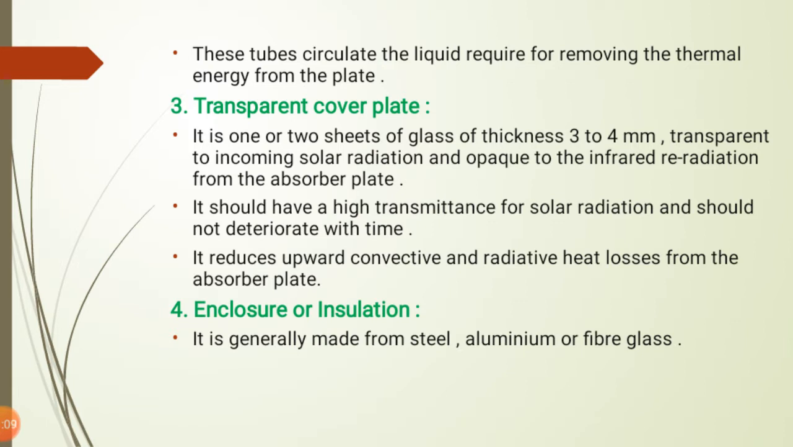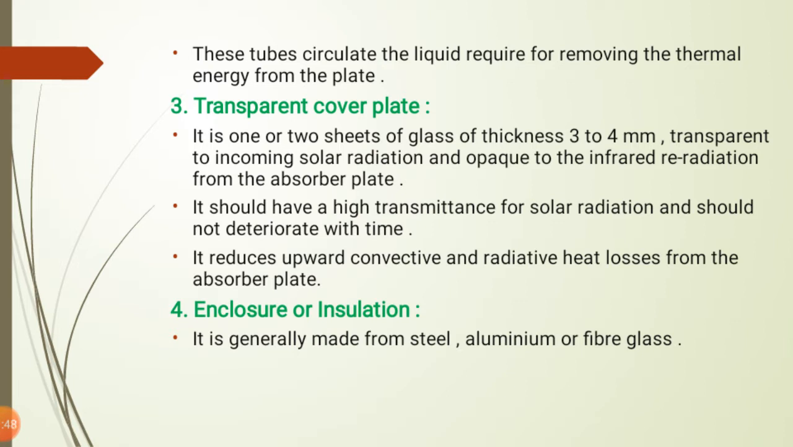Opaque means they do not allow radiation to pass through the transparent cover plate, so that there is no heat loss. All the heat is utilized for heating the fluid present in the tubes. It should have a high transmittance for solar radiation and should not deteriorate with time. That means they have very high transmittance, so they can pass all the solar radiation incident on them.